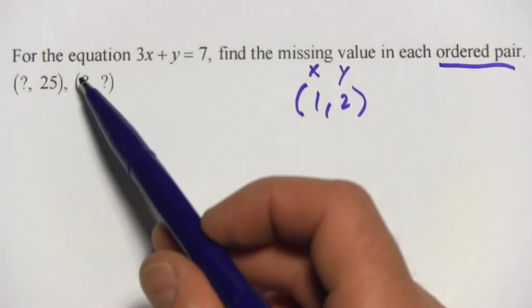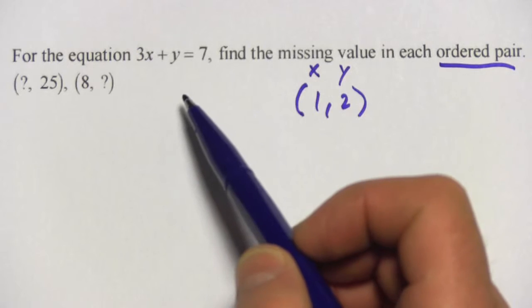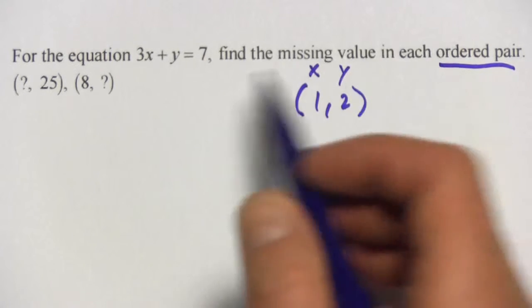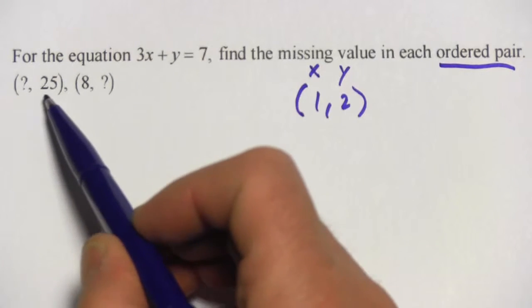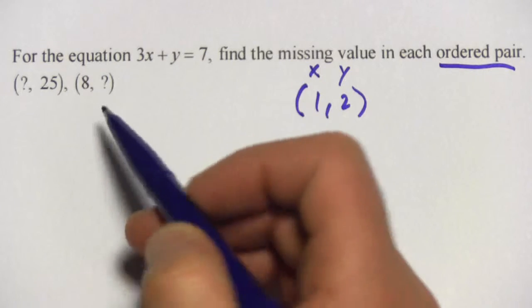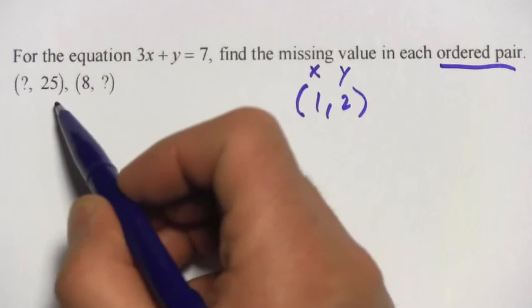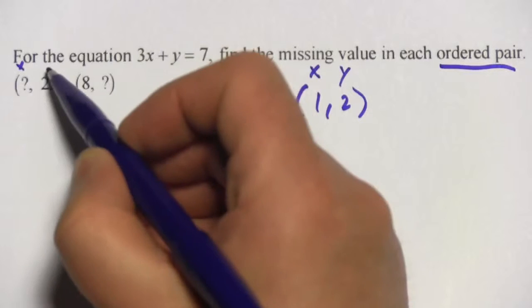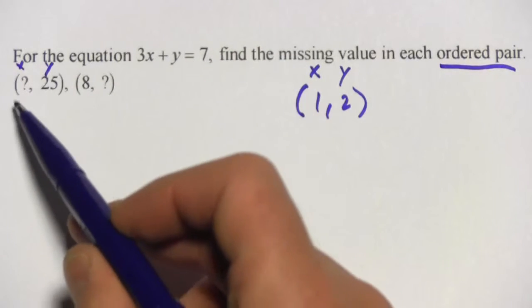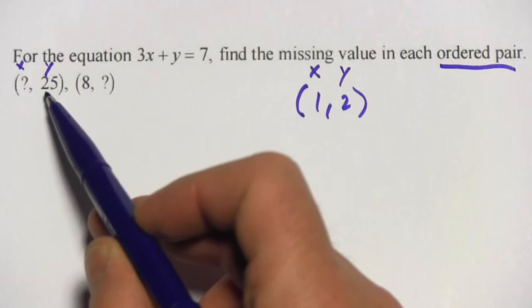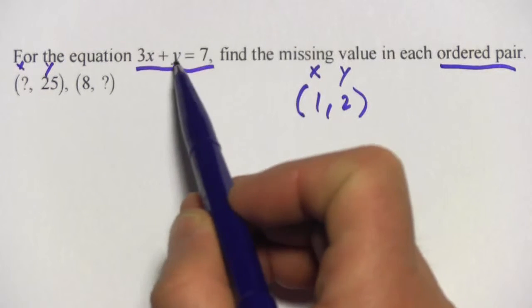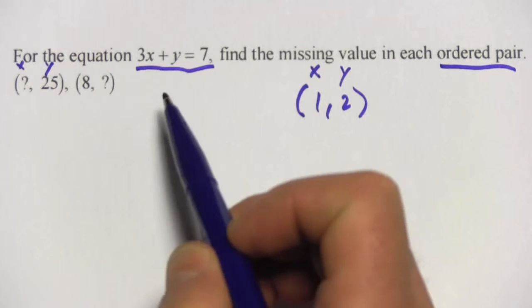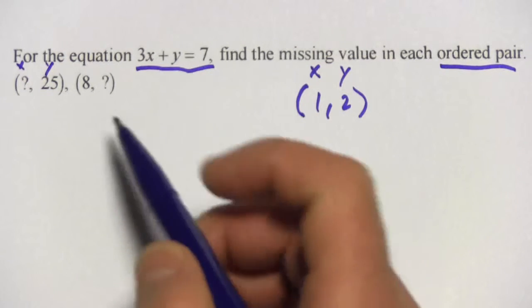In this first question it says, for the equation 3x plus y equals 7, find the missing value in each ordered pair. And so we have question mark, comma 25, and 8, comma question mark. Well, these are ordered pairs, so this is the x and this is the y. If I want to find the x for this y, I can plug in the y in this equation and then solve it for x. So that's what I'm going to do.